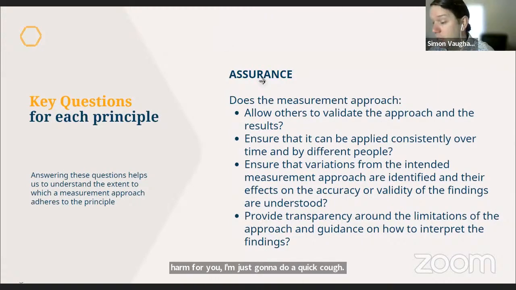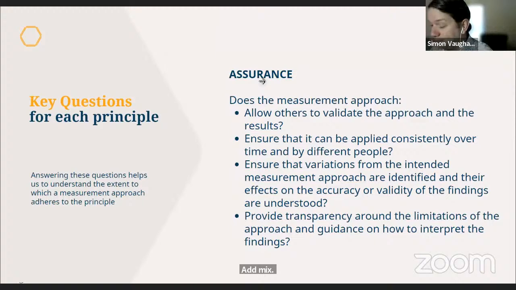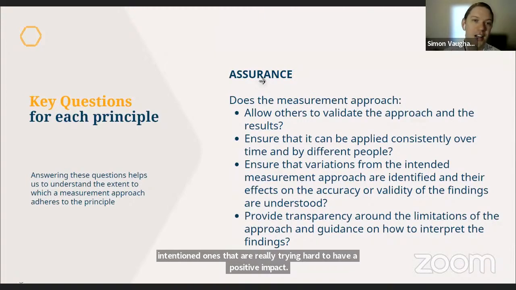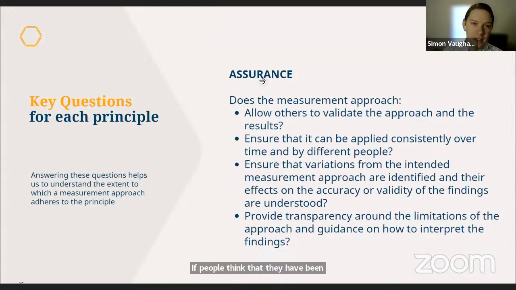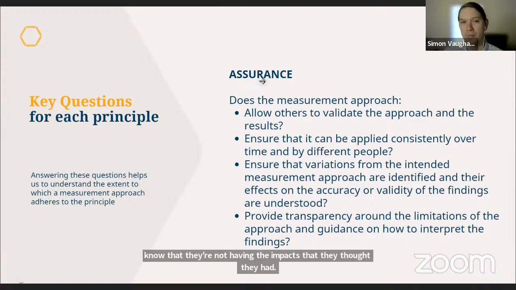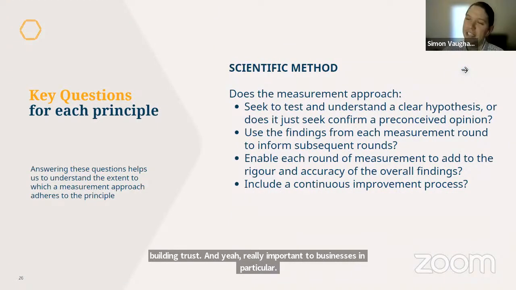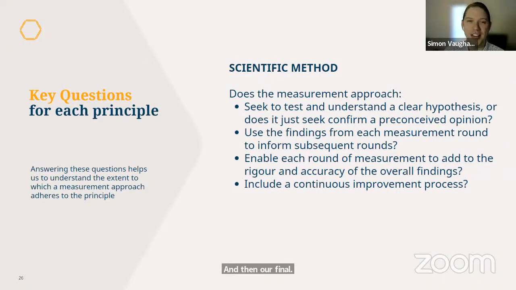And so we see a lot of social businesses, even well-intentioned ones that are really trying hard to have a positive impact, if people think that they have been tricked, or that they're not having the impact that they thought they had, people get put off by that. And so this is, I think, a really key one as well for building trust, and really important to businesses in particular. And then our final one is, does it follow the scientific method?